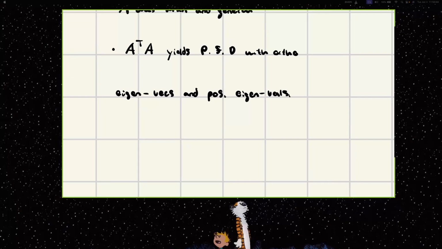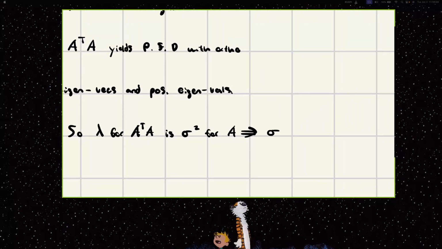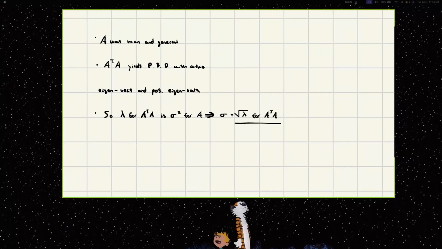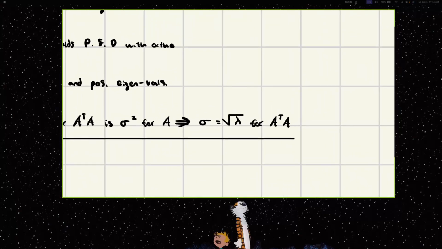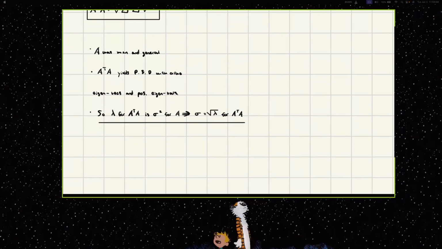Okay, so what this really tells us is that lambda, our eigenvalue for A transpose A, is really the square of our singular value sigma for our matrix A. And this implies then that our singular value sigma is just the square root of the eigenvalues for A transpose A. This is what we need to find our matrix sigma. We know that sigma is composed of the singular values, and this is what the singular values are.